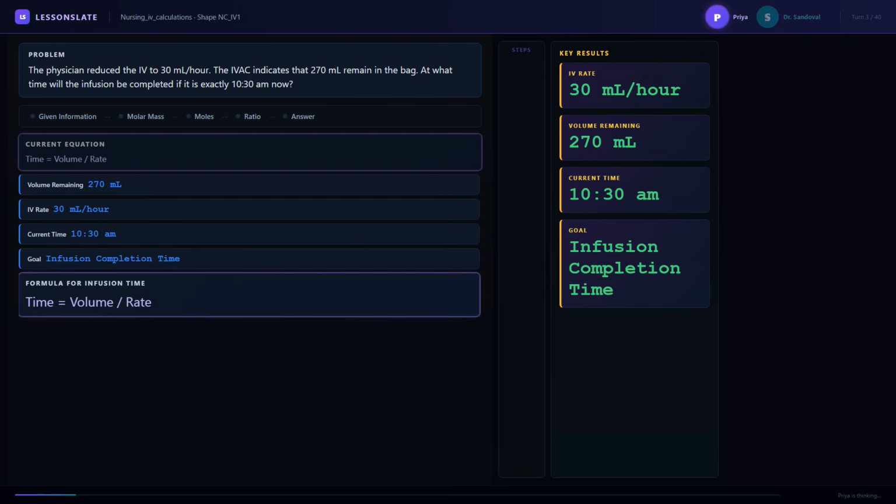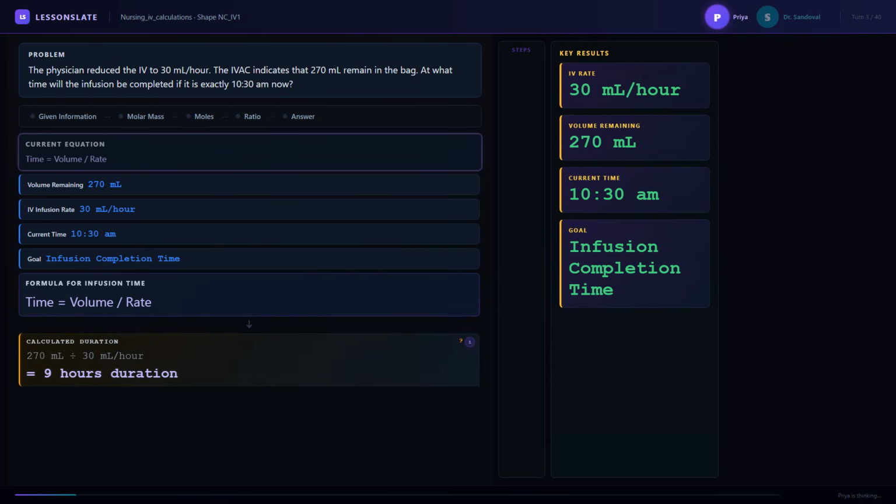Okay, Dr. Sandoval, I see what you mean. We know the IV rate is 30 milliliters per hour, and there are 270 milliliters remaining in the bag. We also know it's 10:30 a.m. now, and we need to find the completion time. So, I think I need to divide the remaining volume by the rate to find out how long it will take. So 270 milliliters divided by 30 milliliters per hour gives me 9 hours. Is that the right first step?